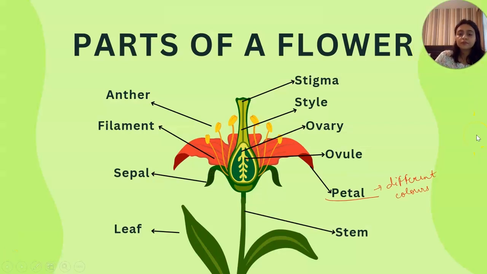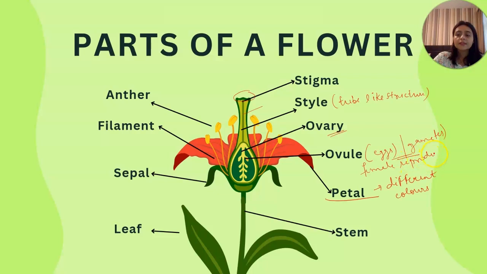When we keep removing the petals, we get this part, which is the female part of the flower, starting from the stigma. This is the stigma, and this tube-like structure is the style. Here comes the ovary, within which all the ovules, meaning eggs or gametes, the female reproductive cells, are present. And then on the left side you can see a structure looking like this.